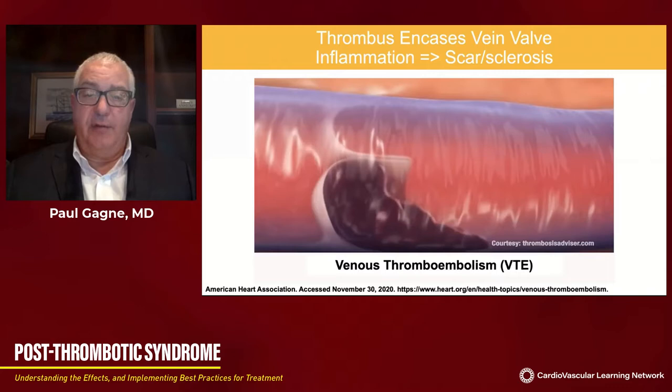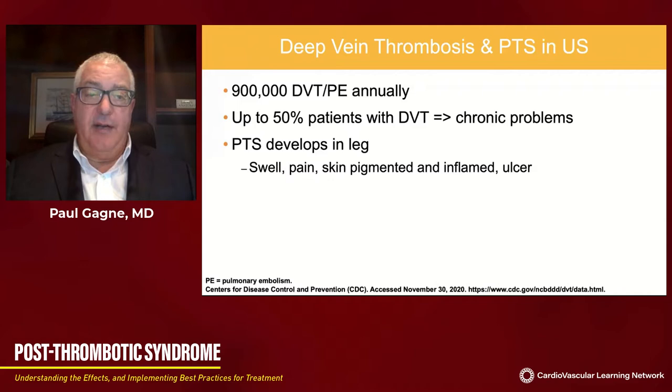Now, in the U.S., there are 900,000 patients each year who suffer from either acute DVT or pulmonary embolism, and up to half of these patients with DVT will develop chronic problems. This is a form of post-thrombotic syndrome and can be represented by symptoms such as swelling, pain, skin pigmentation, and inflammation of the skin in the leg, as well as ulceration.